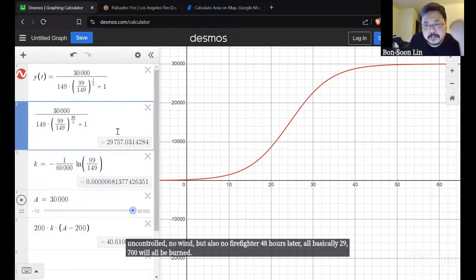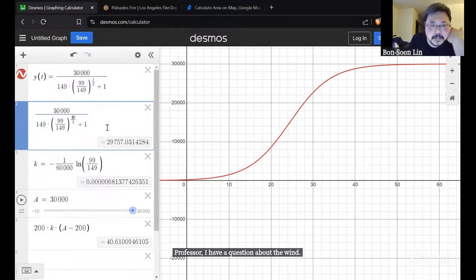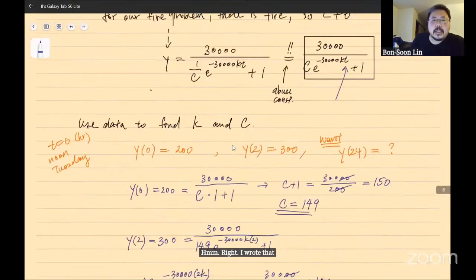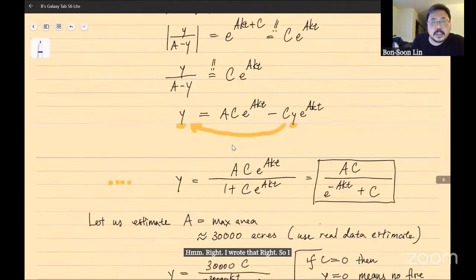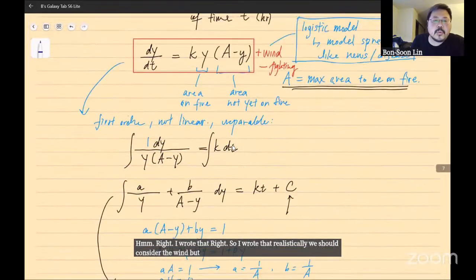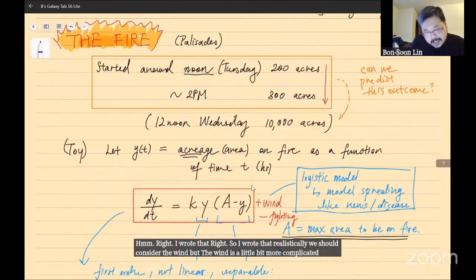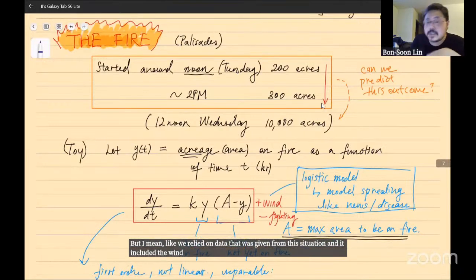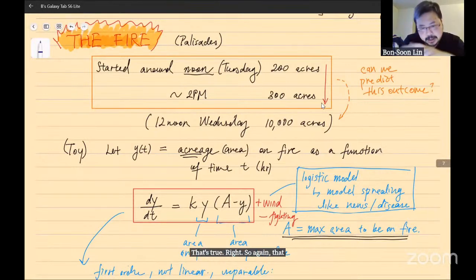But Professor, I have a question about the wind. Didn't we include it in the equation, because you based your calculations on the data? Right, so I wrote that realistically we should consider the wind, but the wind is a little more complicated, so I'm not including that. But we relied on data from this situation, and it included the wind. That's true. That's why I said this is a toy model.